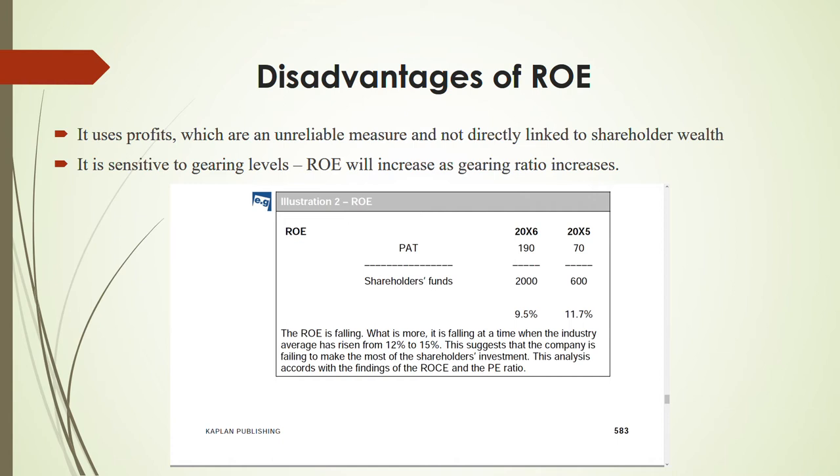Shareholders are not getting the return which they are supposed to get. Now, this analysis accords with the findings of the return on capital employed. P/E ratio, for the time being, let's forget about it. When you have seen the return on capital employed also, you have seen that it fell down. This also fell down. So it makes some sense, right?